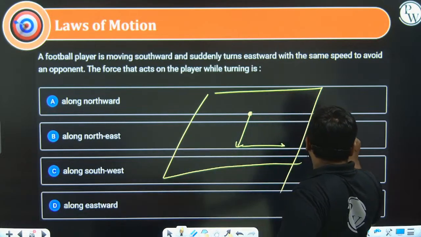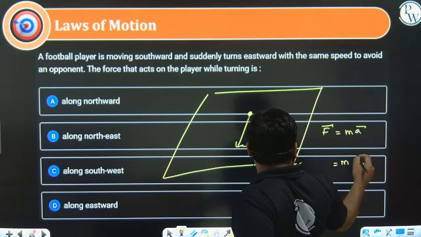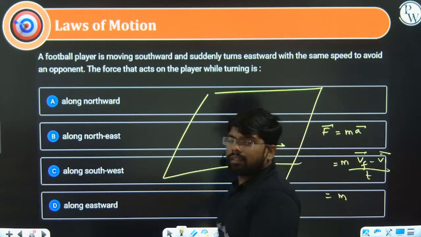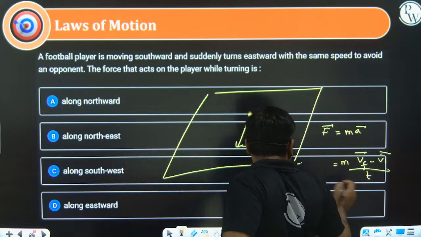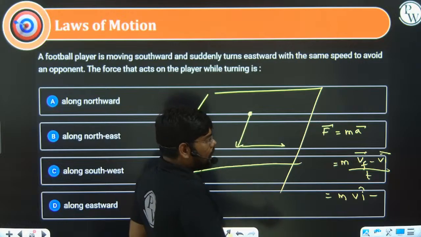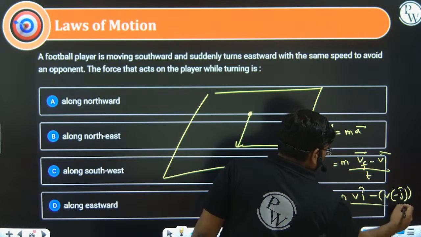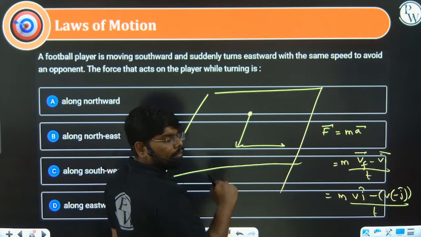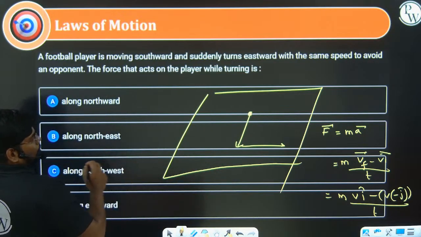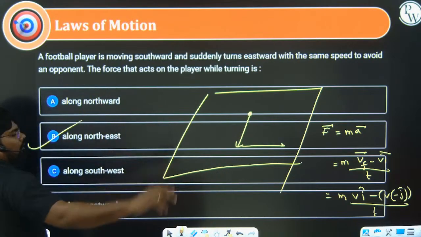The force is causing acceleration. How to find acceleration? That is change in velocity, final velocity minus initial velocity, divided by time. Final velocity direction is east, so we can write v i cap. Initial velocity direction is downwards, that is minus j cap. So v i cap minus minus j cap divided by time. Minus minus becomes plus, so finally we are getting vectors i cap plus j cap. So it will be in the north east direction.